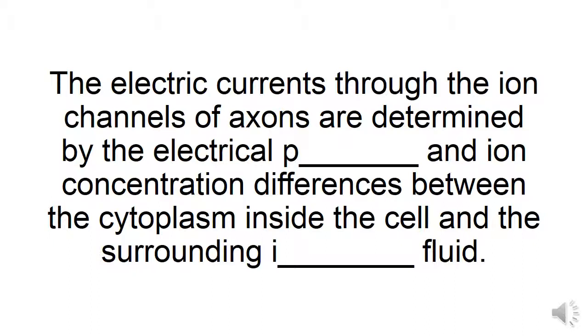The electric currents through the ion channels of axons are determined by the electric P blank and ion concentration differences between the cytoplasm inside the cell and the surrounding I blank fluid. So fill in those two blanks. I'll give you a moment to think.